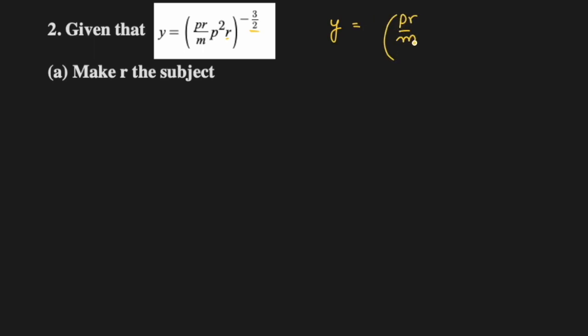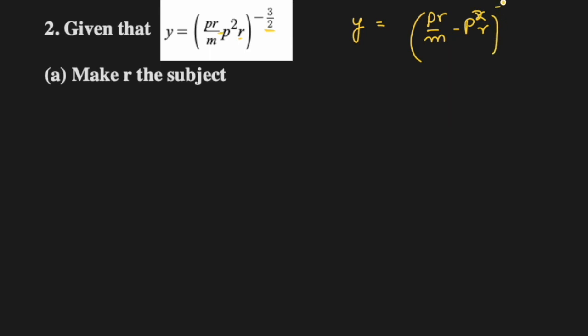PR over M, and I forgot to write it is minus here. It's not multiplying. Minus here. Minus P square R to the power negative 3 over 2. So if I want to remove this negative 3 over 2, I will give both sides the reciprocal exponent so that it becomes 1. The reciprocal of negative 3 over 2 will be negative 2 over 3, and that's the exponent I'll give here as well. Okay, so what are we left with?